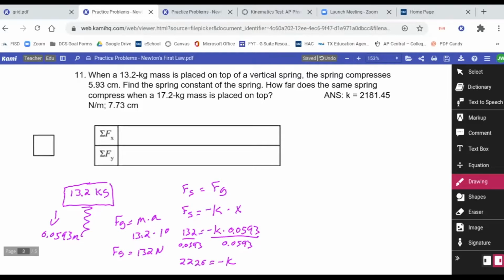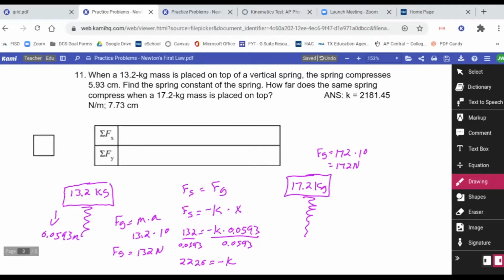Now, what did they say happened next? Now we're going to put a different weight, or a different mass, onto the spring. So now we have 17.2 kilograms on the same spring. And we want to know the displacement, right? Okay, well, the force of gravity for this guy is equal to 17.2 times 10, which would equal 172 newtons.